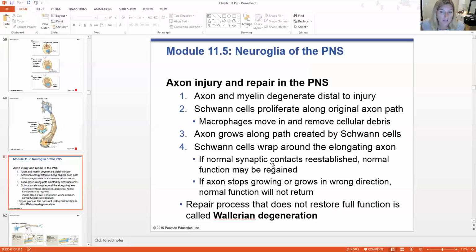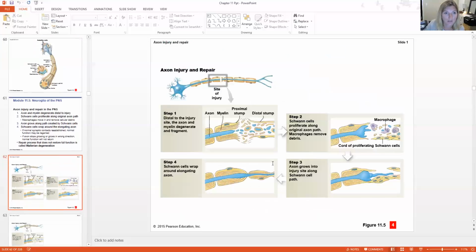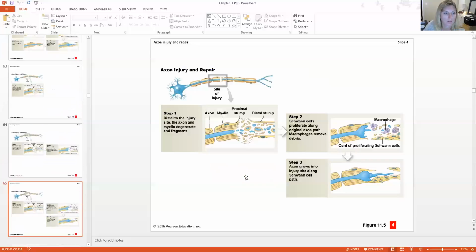The repair process that does not restore full function is called Wallerian degeneration. It's just the type of degeneration that occurs if that neuron cannot repair itself, which is usually what happens. Here you see the whole process of Wallerian degeneration. Well, this is repair. So you have something happen to the nerve here, and so we have our Schwann cell kind of elongating and filling in that shadowing effect, and the axon can continue to stretch out into that area, as you see here, and our Schwann cell wraps around it and protects it as it grows. There's the whole process again.